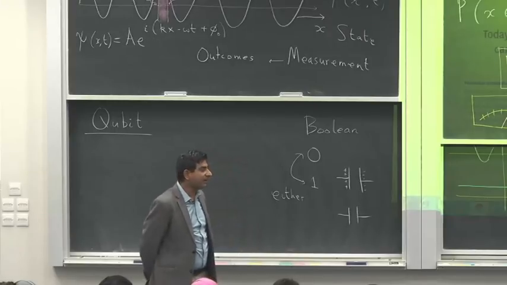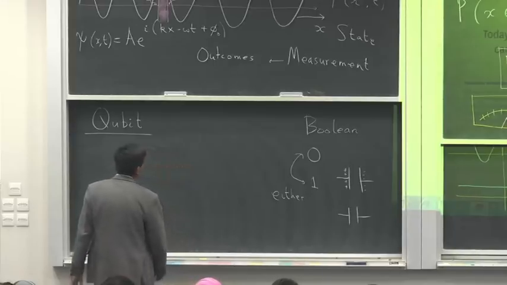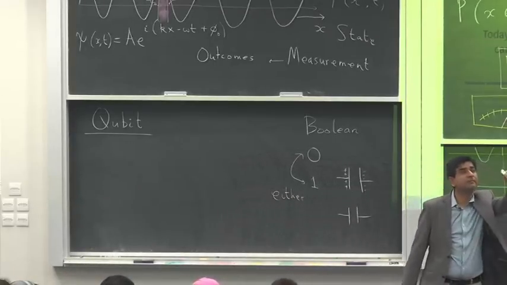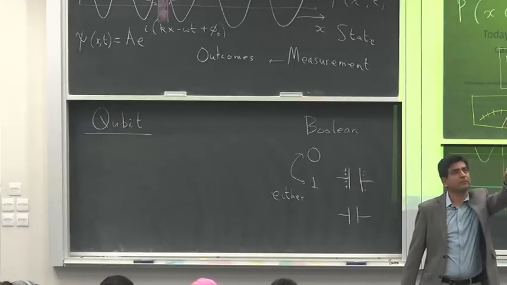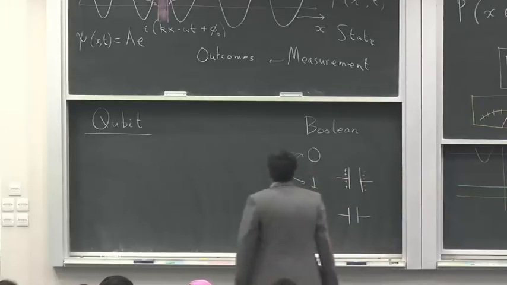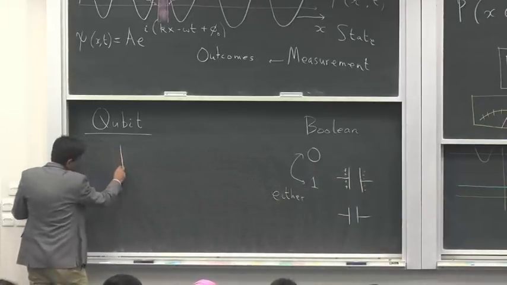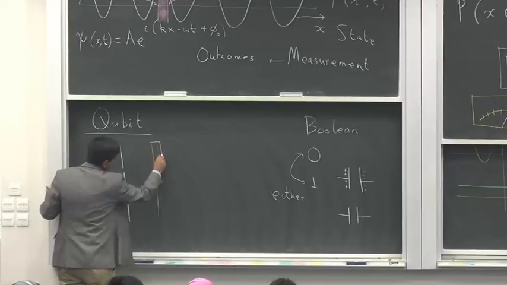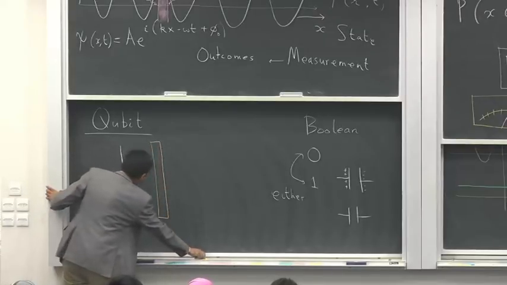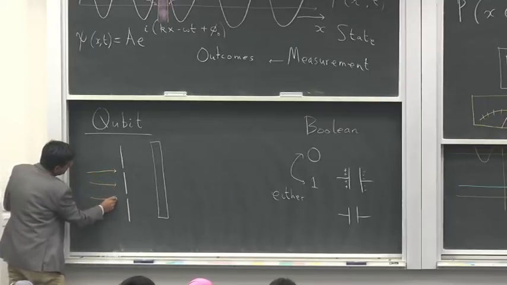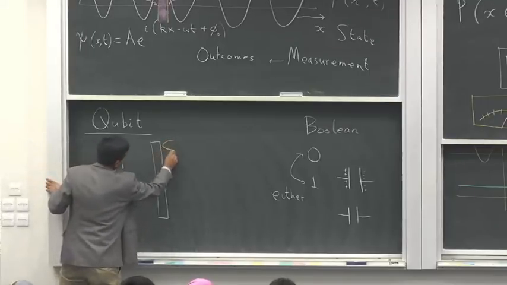And we've already seen in the double slit interference experiment we have 2 slits and a screen, and electrons or photons coming in, and we observe an interference pattern.